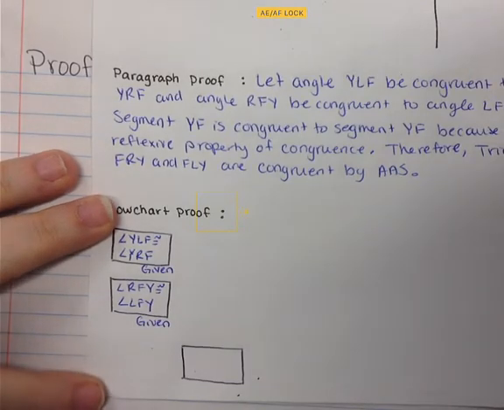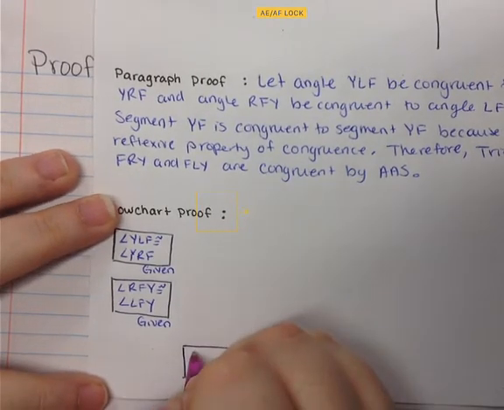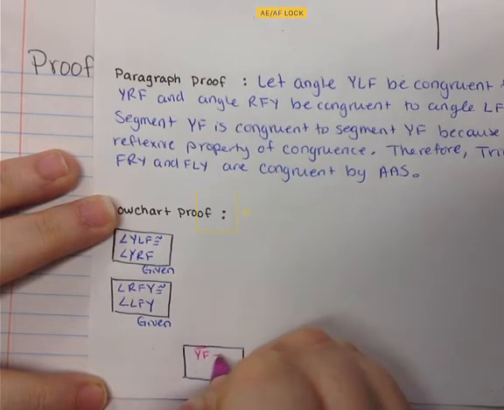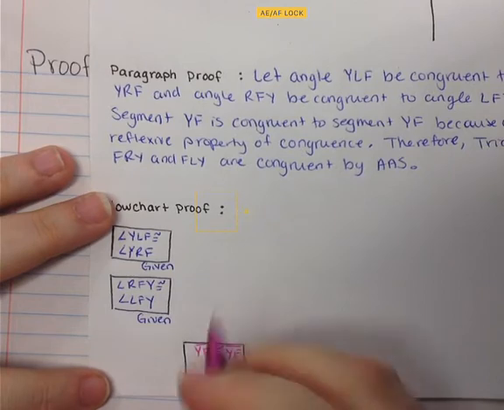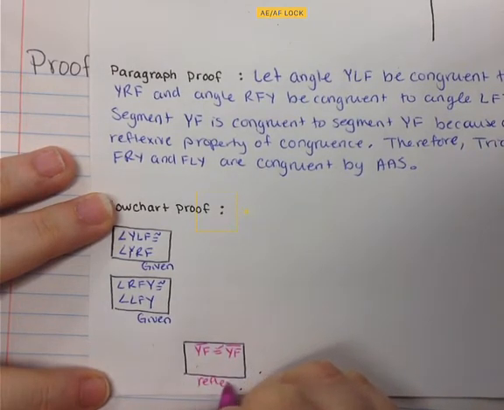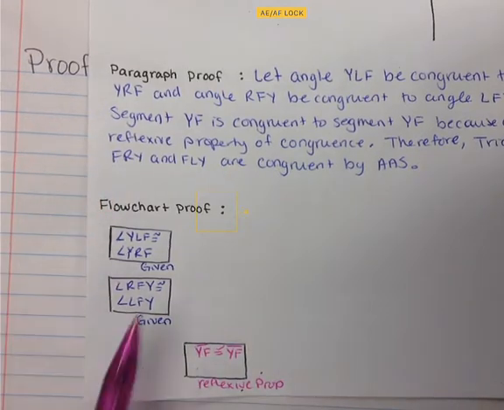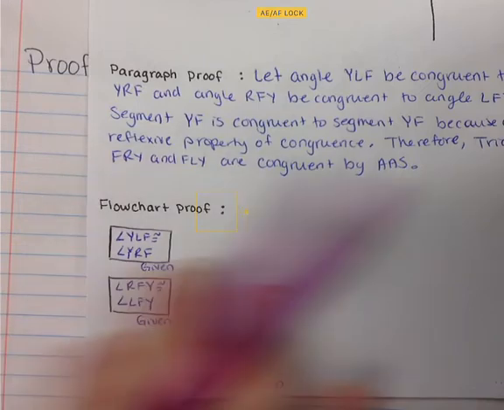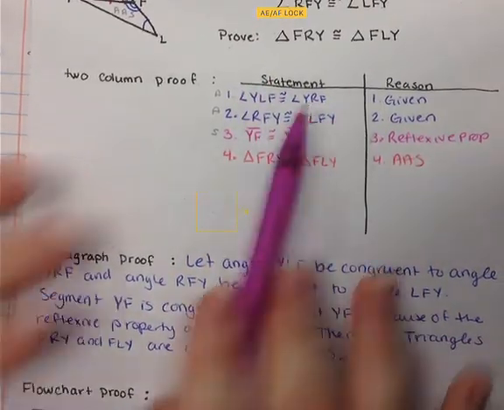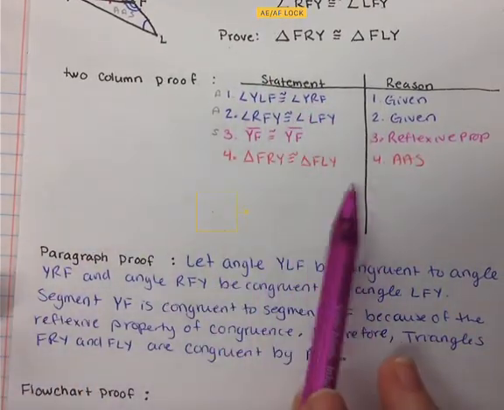So inside of that box, again, I'm going to put my statement. So segment YF is congruent to segment YF. And the reason underneath, I'm going to put reflexive property. Now, we have our three statements and our three reasons. Now, all three of these finally led to the triangles being congruent.